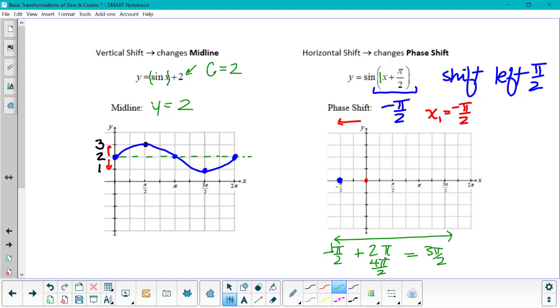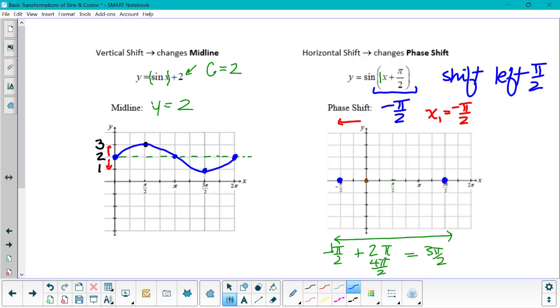So we divide it into 4 equal parts. Each part of my first cycle is pi over 2. So here we're at 0, that's 1 pi over 2, 2 pi over 2, 3 pi over 2, 4 pi over 2. So I'm ending here at 3 pi over 2. So notice, each pi over 2 increment is 1/4 of the period.